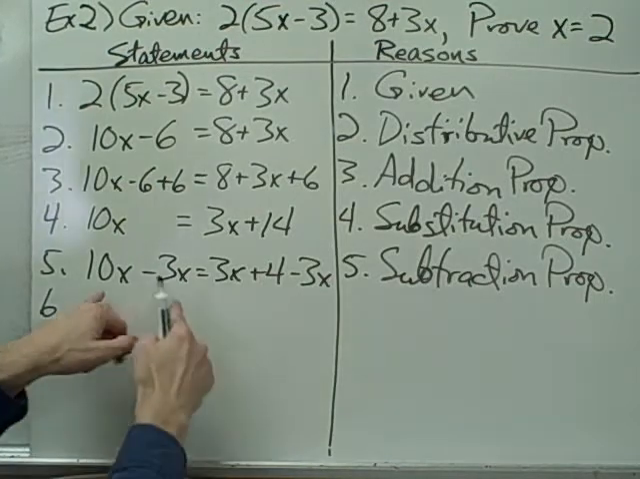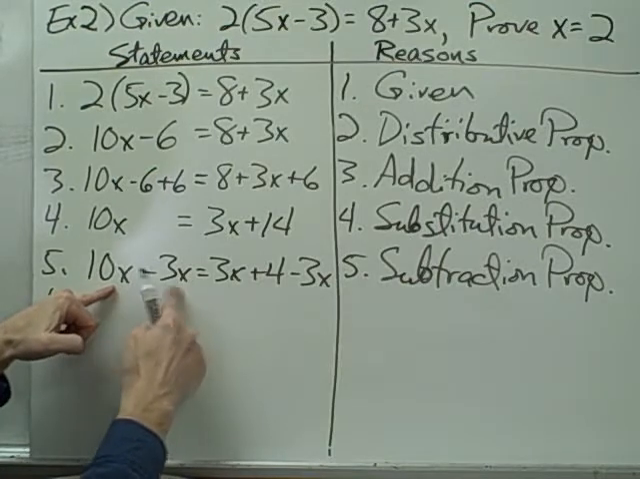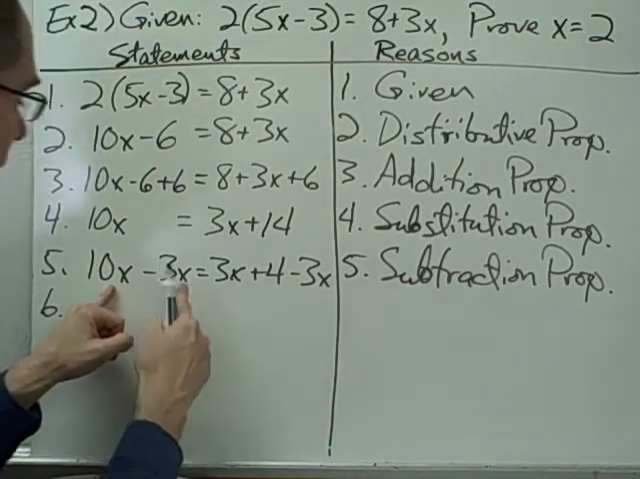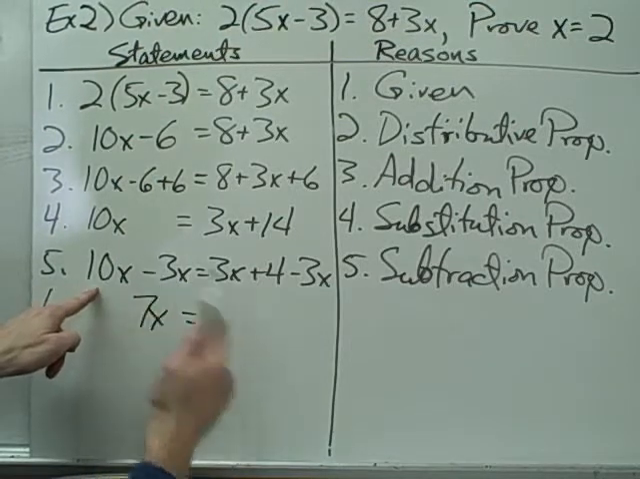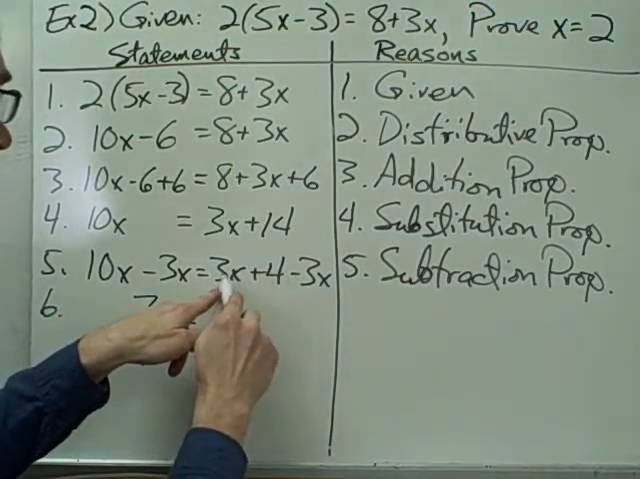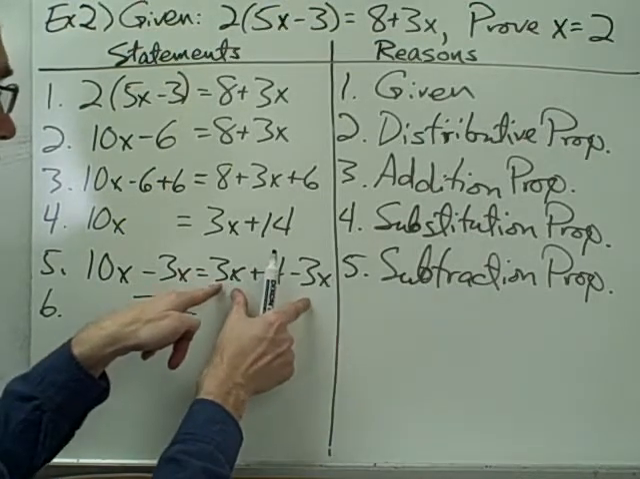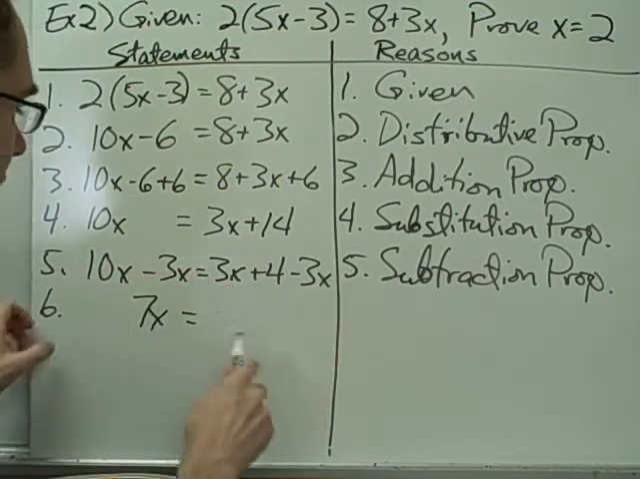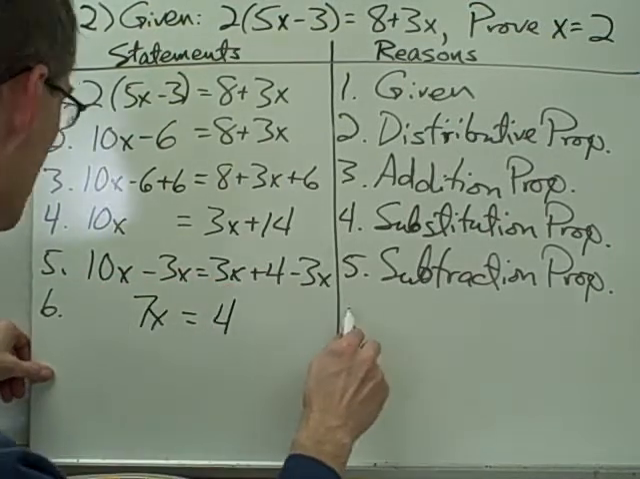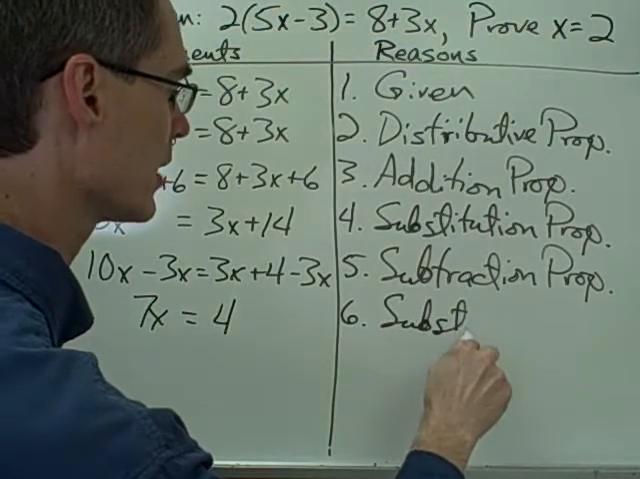And once again, I'm going to collect my like terms, which means I'm going to be substituting. So in this case, 10x minus 3x is 7x, so I'm going to substitute the value 7x for 10x minus 3x. And here I've got positive 3x and negative 3x, which means all my x's go away. So I'm going to substitute 0 for these two values here, which means I just have 4 left over. And that's substitution property.